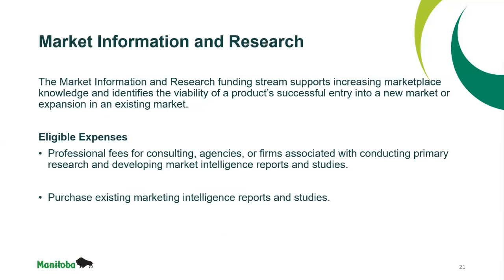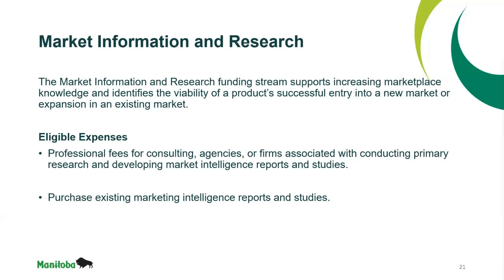Okay, so let's run through some details for each of the 4 program streams and talk about eligible expenses that are specific to each stream and a little bit more detail about each one. So market information and research. The market information and research funding stream supports increasing marketplace knowledge and identifies the viability of a product's successful entry into a new market or expansion in an existing market.